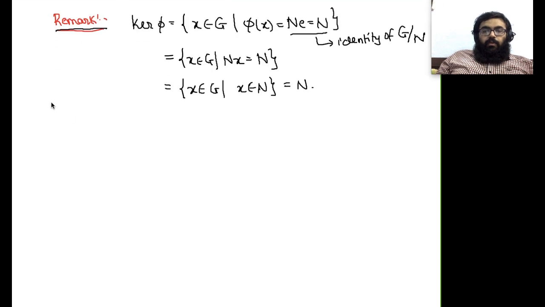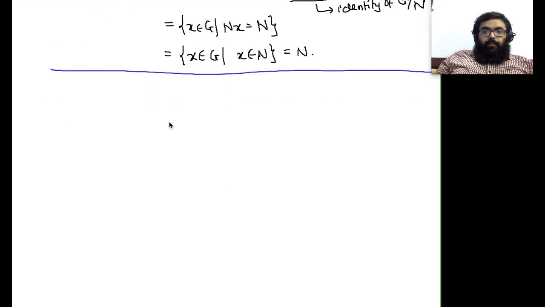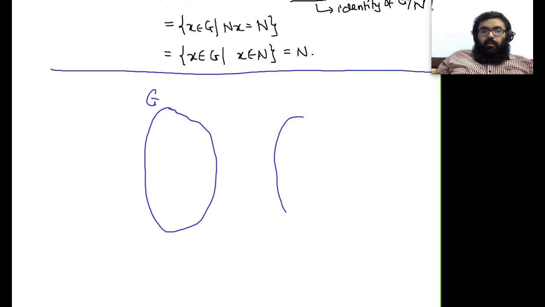So suppose we have a group G and we have a group G bar. And we are interested in the inverse image of elements of G bar. What do we mean by inverse image? So if I take an element of G bar, what do we mean by inverse image?